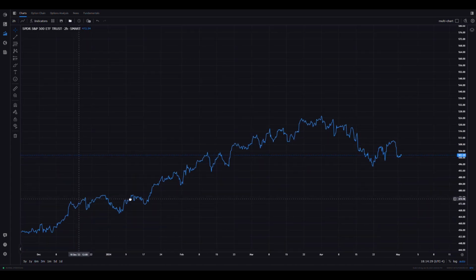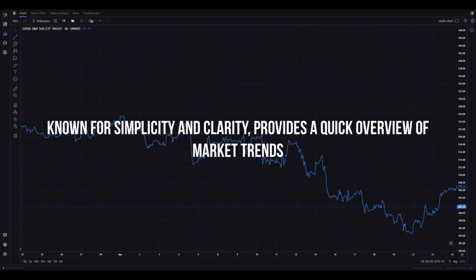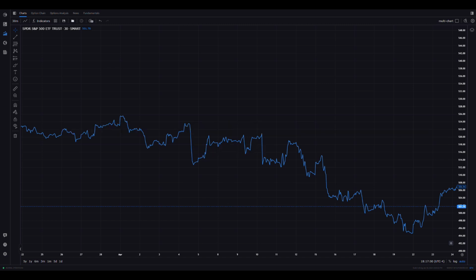The line extends from one closing price to the next, forming a continuous line that shows the direction and magnitude of price changes. Line charts are known for their simplicity and clarity. They provide a quick overview of price trends and patterns without overwhelming the viewer with excessive detail or noise.